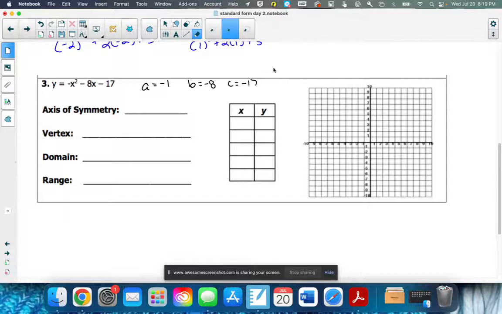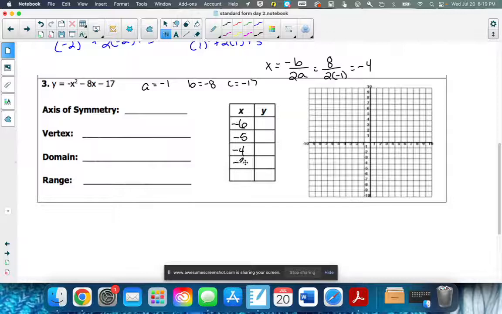Okay, so the vertex being negative B, so change the sign of B, divided by 2 times A. So that's going to be positive 8 divided by 2 times negative 1. So that's going to be 8 divided by negative 2, which is negative 4. Okay, so negative 4 is the middle of my function. And 2 numbers that are less and 2 numbers that are more. Okay, so we have our axis of symmetry already. It's x equals negative 4. That's the vertex.